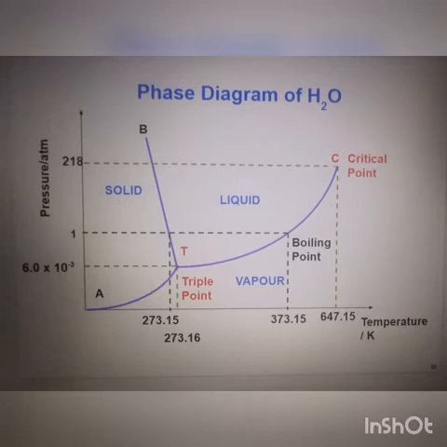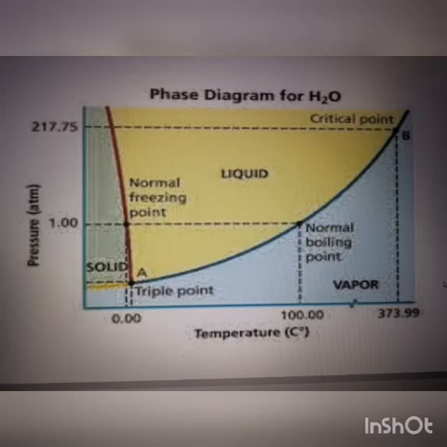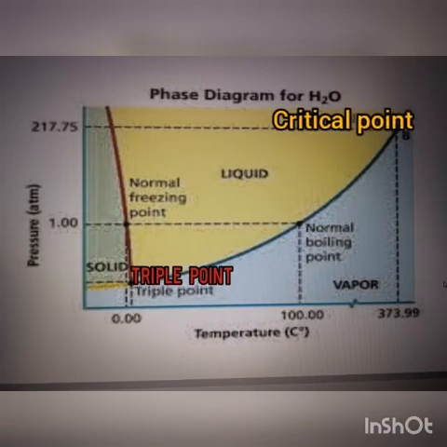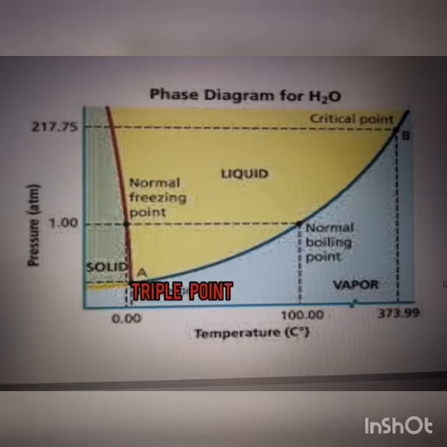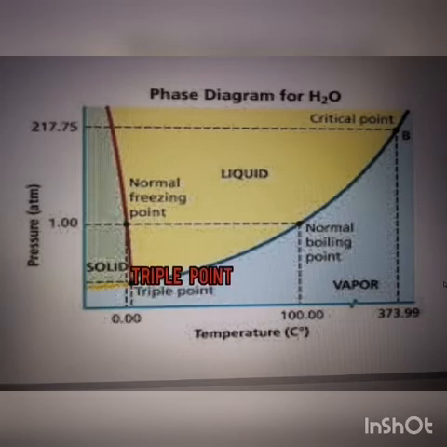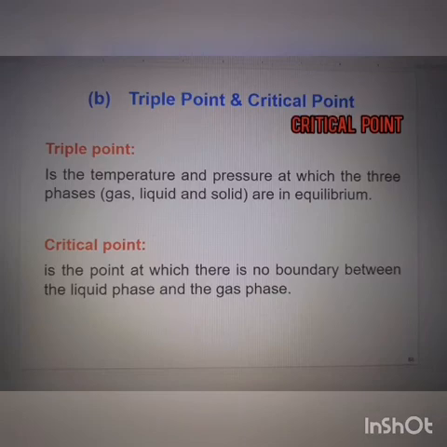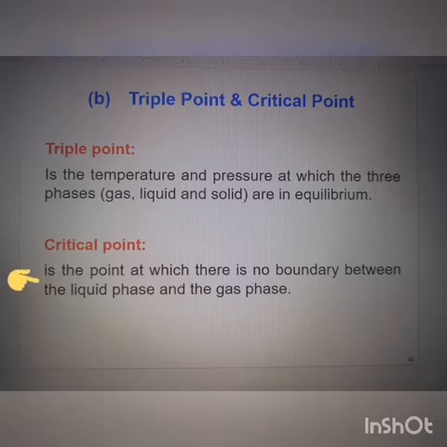Okay, we have two terms right now. If you take a look, we have triple point, we also have critical point. Triple point is the equilibrium for three phases, which is solid, gas, and liquid. And then critical point is a point which has no boundary between the liquid phase and the gas phase.